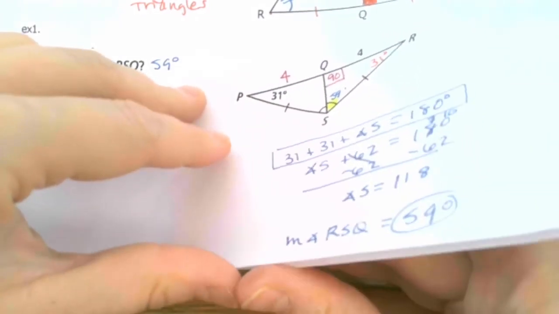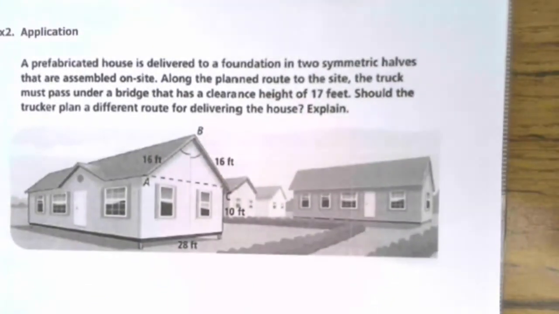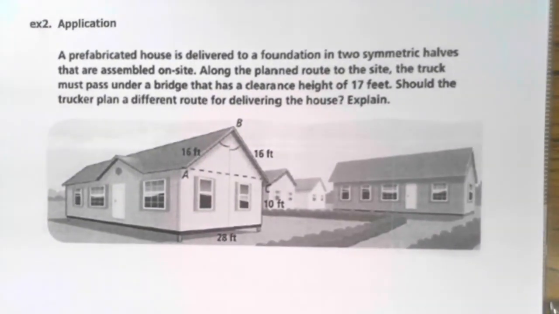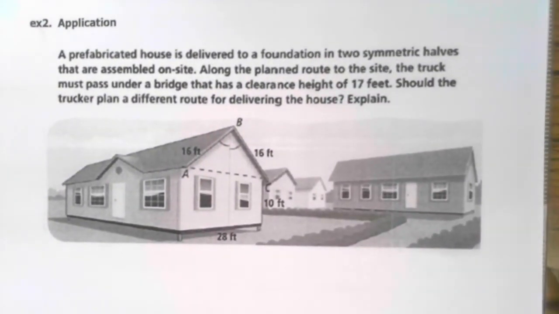Okay, we're going to be doing quite a few application problems in this section. And they look fancy, but they're actually not that fancy, especially if you draw a diagram off of the picture. This says a prefabricated house is delivered to a foundation in 2 symmetrical halves that are assembled on site. Along the planned route to the site, the truck must pass under a bridge that has a clearance height of 17 feet. Should the trucker plan a different route for delivering the house?